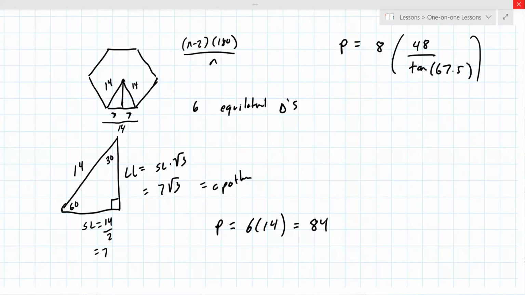All right, so I'm just going to multiply those together. 1/2 times 7 times square root 3 times 84. And we get 509 feet squared.